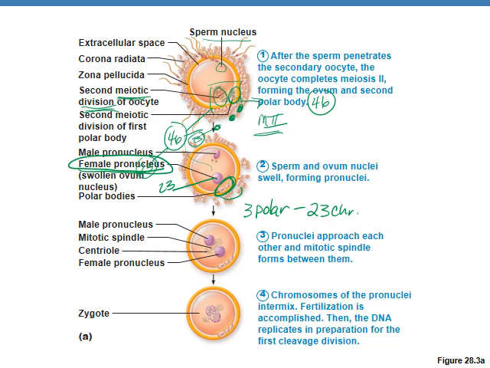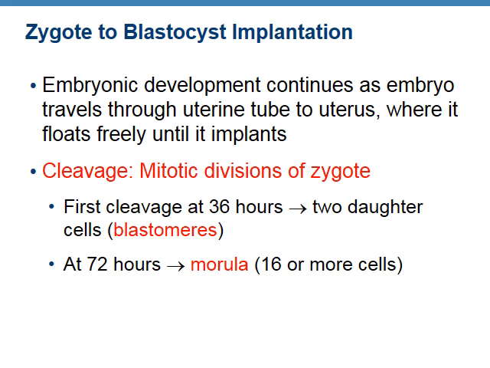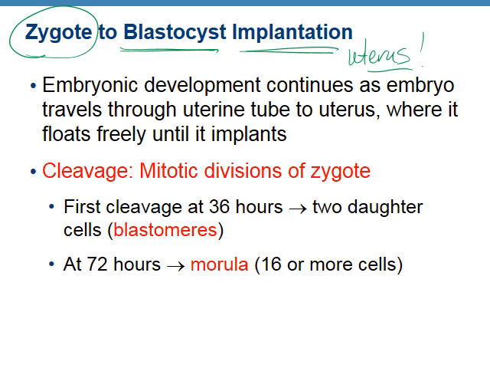So now the female pronucleus and the male pronucleus are going to fuse. So when the pronuclei, excuse me, fuse, you're going to see the chromosomes get intermixed. This is when we start saying fertilization is complete. This is when we start saying this is a zygote. How do we get from a zygote to a blastocyst? How do we get to implantation in the uterus? That's where we have to go, right?